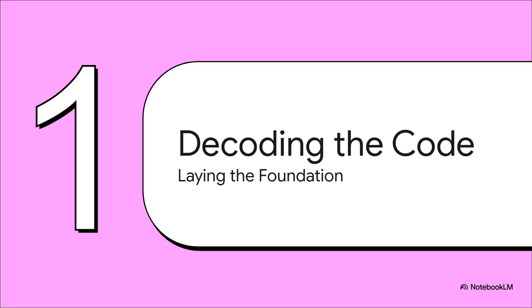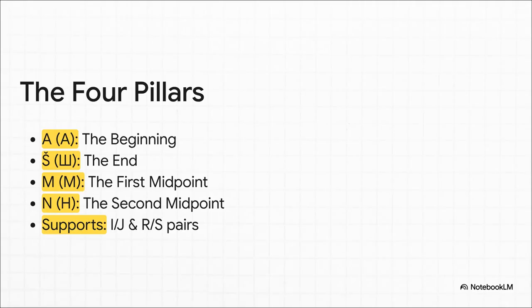The whole point is to assign a deep meaning to 28 of the alphabet's 30 letters, all through a 7-stage process. Now, this code is built on the Serbian Cyrillic alphabet. Its foundation, its core, rests on 4 key pillar letters. You've got A kicking things off as the absolute beginning, and Sh way at the other end as the absolute end, then holding the middle together are M and N, the 2 crucial midpoints. And to make the whole thing stable, you add these structural supports, kind of like beams, the I, J, and R, S pairs. Together, they create this really stable, symmetrical frame to build on.